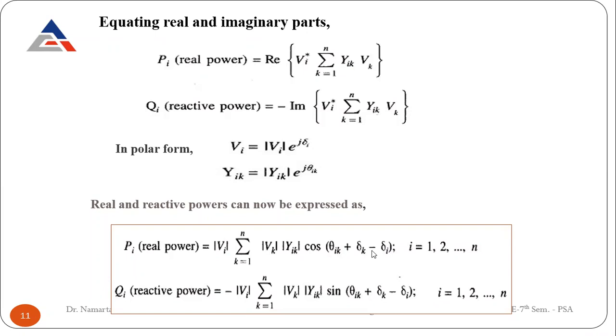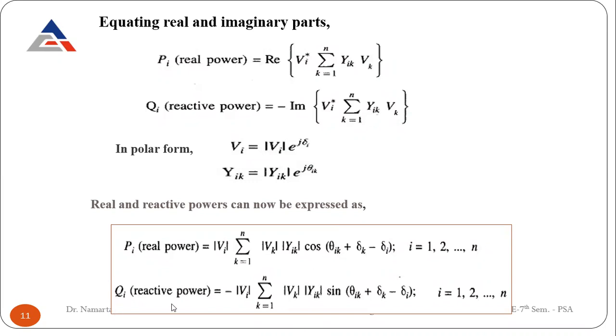Why is delta I with the negative sign? Delta I is related with this Vi, and delta K is related with this Vk. And why is there a negative sign? Because there is a conjugate on the Vi. Theta is for the Y admittance. Here the angle is represented as theta, and here the angle is represented as delta. So it can be written as cos of theta Ik plus delta K minus delta I. Delta I is for the Vi voltage, and I varies from 1 to n.